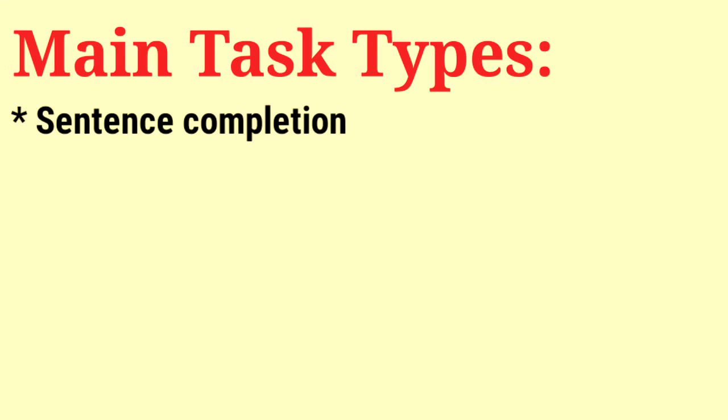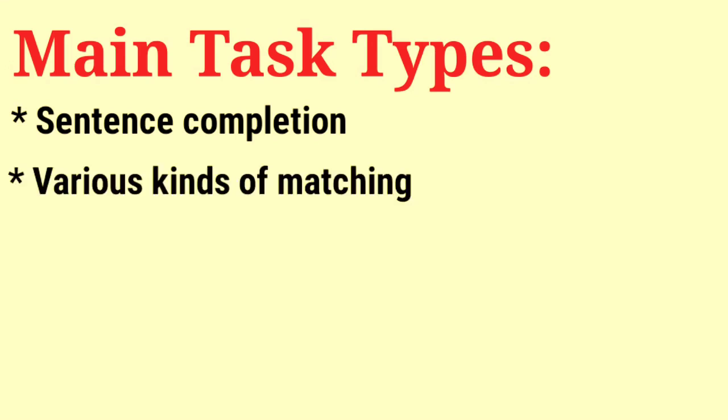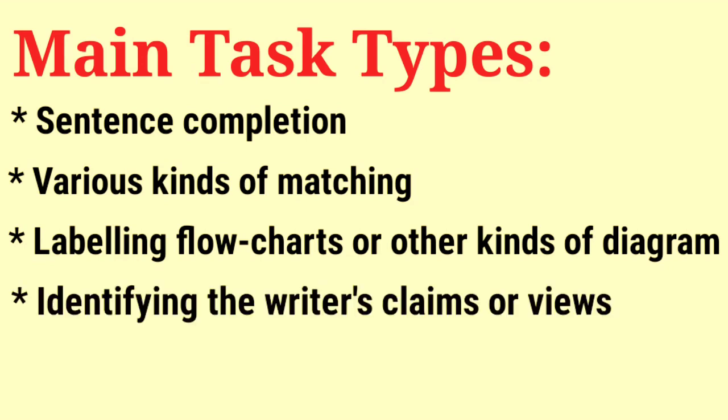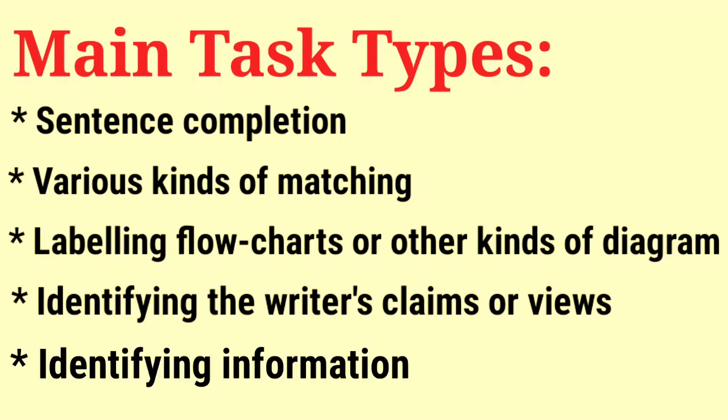Now let's talk about the main task types. You will be seeing sentence completion, various kinds of matching, labeling flowcharts, or other kinds of diagram. There's also identifying the writer's claims or views and identifying information. I'll be showing you samples of these.